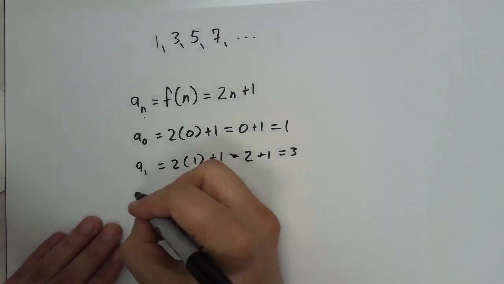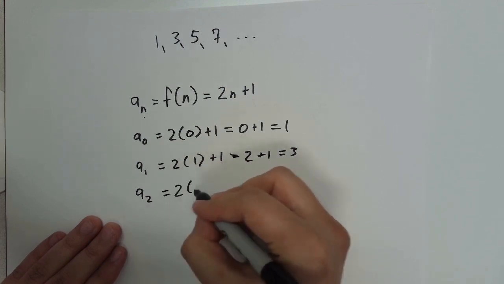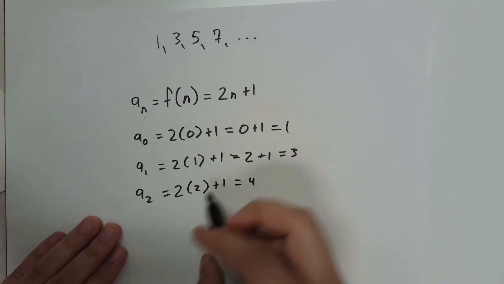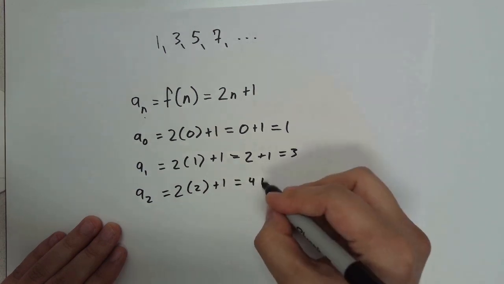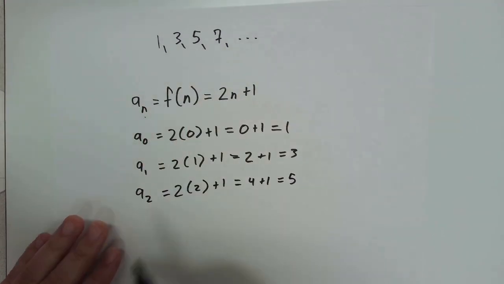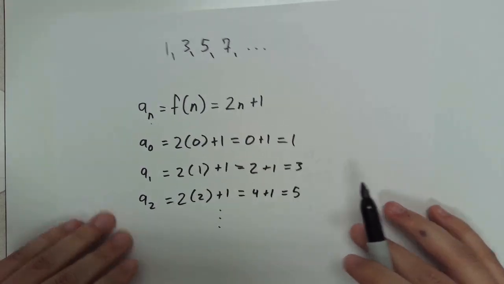Let's keep going. A sub 2. That's going to be 2 times 2 plus 1. 2 times 2 is 4. 4 plus 1 is 5. We can see this is following along with our sequence, and we can just keep going and going and going with this, but I think this is enough to kind of show roughly how the sequence works.